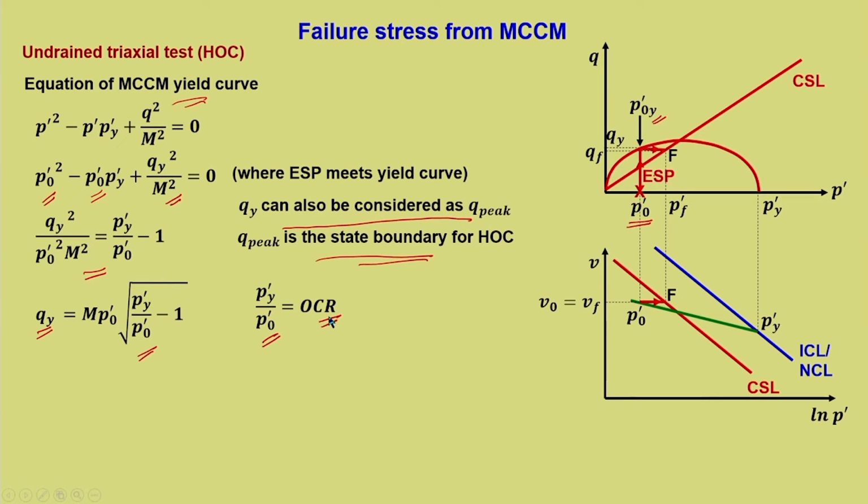So, this is a quick way of computing Qy, and we know that P dash y upon P naught dash is nothing but OCR with respect to the initial point. So, you can replace Qy is equal to m into P naught dash root of OCR minus 1, and this is valid for heavily over consolidated soil where OCR is greater than 2. So, m P naught dash root of OCR minus 1 is Qy.